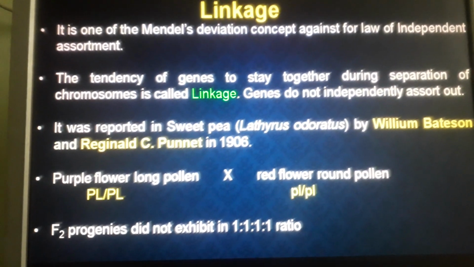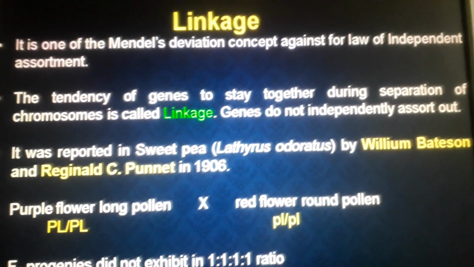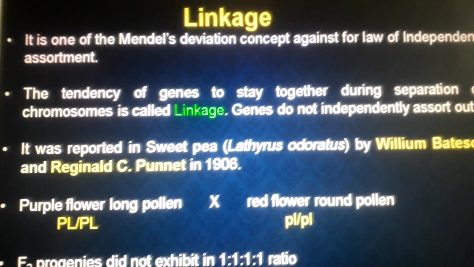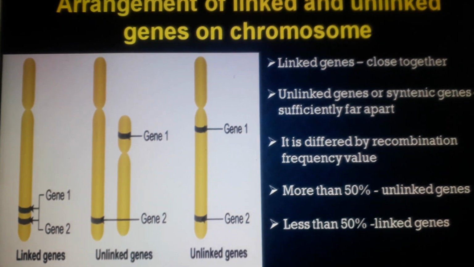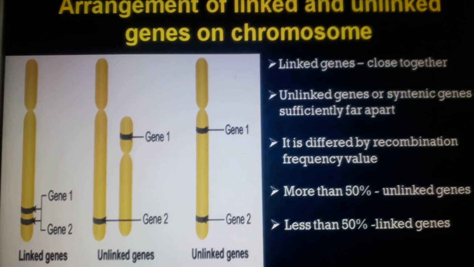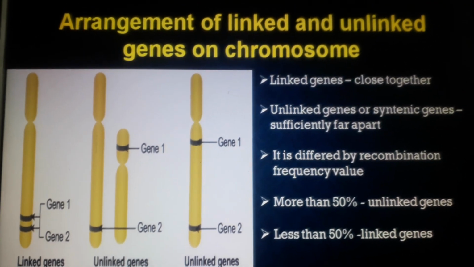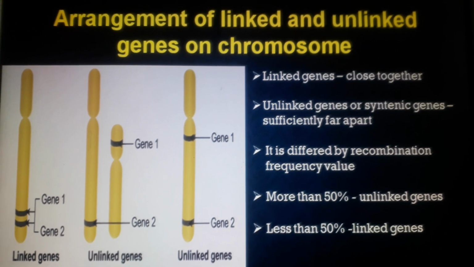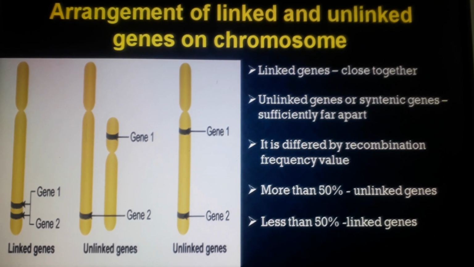The purple flower, long pollen is the dominant one. The red flower, round pollen is the recessive one. In F2 came purple flower, round pollen; purple flower, long pollen; red flower, round pollen; red flower, long pollen. The four types of gametes formed, but not in the ratio of 1:1:1:1; the ratio differs.